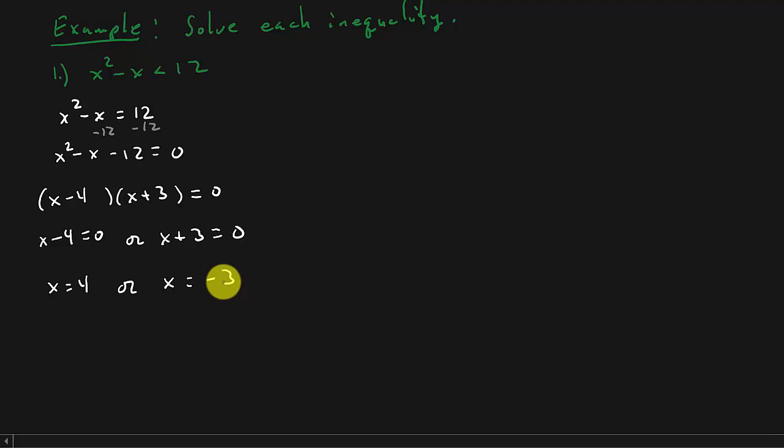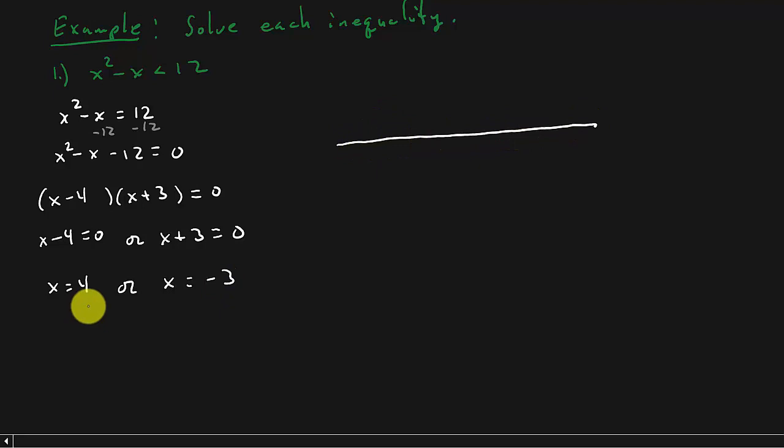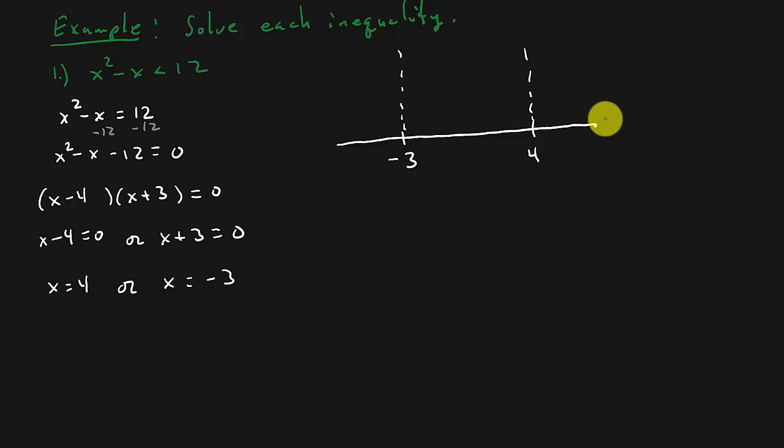All right. So what we're going to do now is make a number line, and we're going to plot these points on the number line. So we've got negative 3 here, and we've got 4 here. And what this does is it breaks the number line up. In this case, it breaks it up into 3 regions. You may have just 2 regions, you may have 4 regions, or whatever. This problem, we've got 3 regions.